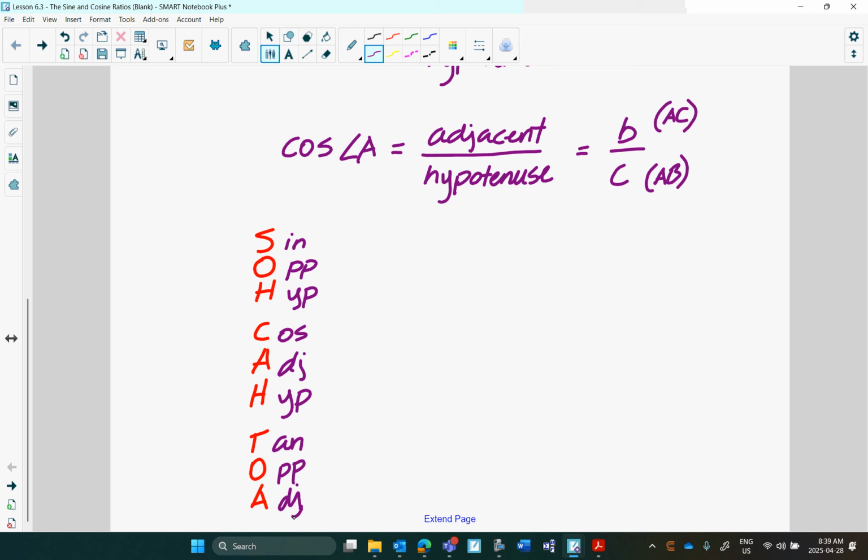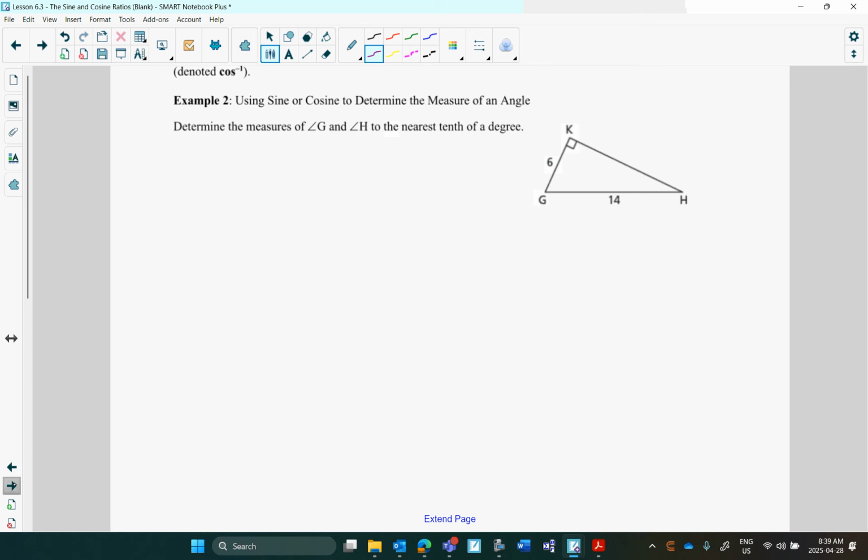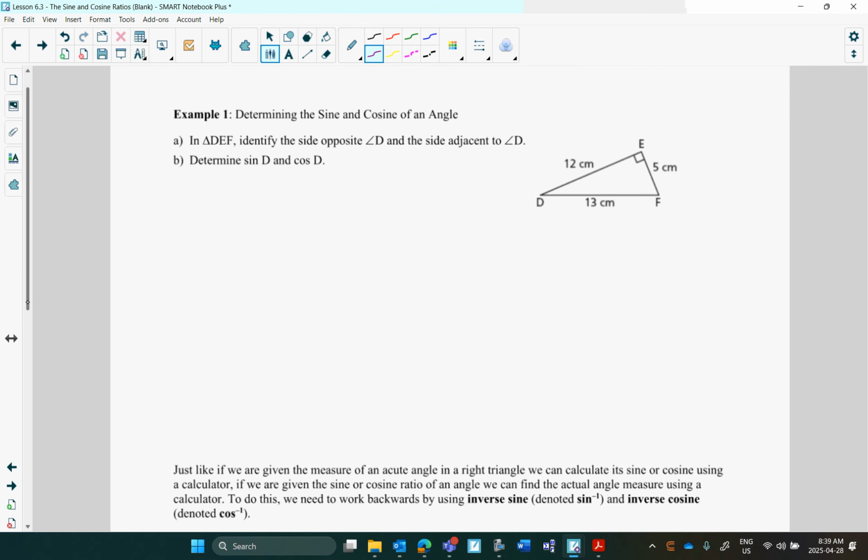Let's have a look at some examples. And just like we started off with tan, we're going to start off with naming ratios. We're not going to find the angles yet. We're going to name the ratios or the fractions. So in this triangle called DEF, we want to identify the side opposite D and the side adjacent to D. What is the side length opposite angle D?